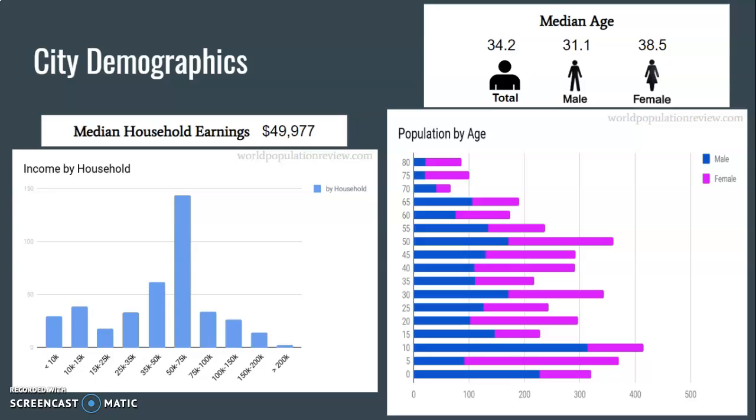The other thing is the median household earnings. This is by household, $49,977, so almost $50,000. That is for a household. You can see how it breaks down income by household in that chart there, the line chart. All this information that I'm giving you on demographics is from worldpopulationreview.com.